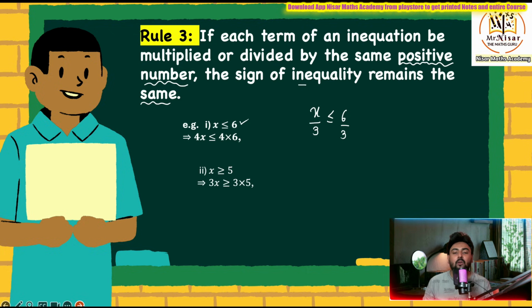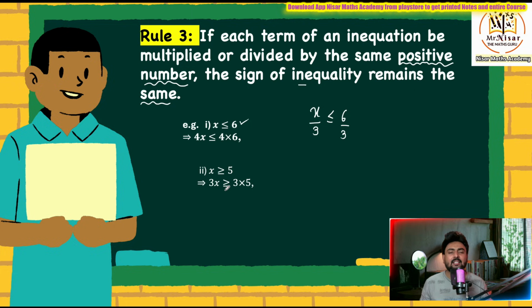Let's have a few more examples. Now you see here the second example. x is greater than or equal to 5. I have multiplied both sides by 3. Does the sign of inequality change here? The answer is no. The sign of inequality will be as it is. Let's see one more example. x is less than or equal to 2. I have divided both sides by 10. So does the sign of inequality change here? No, the sign of inequality has not changed. So this is our rule number 3.